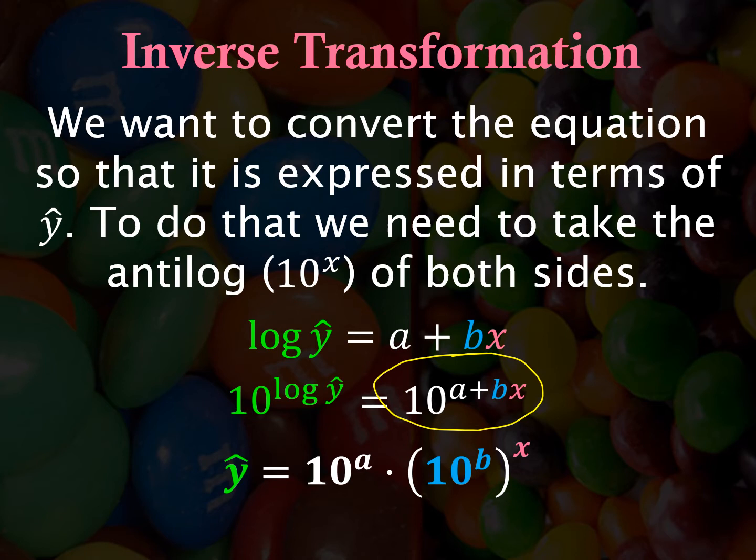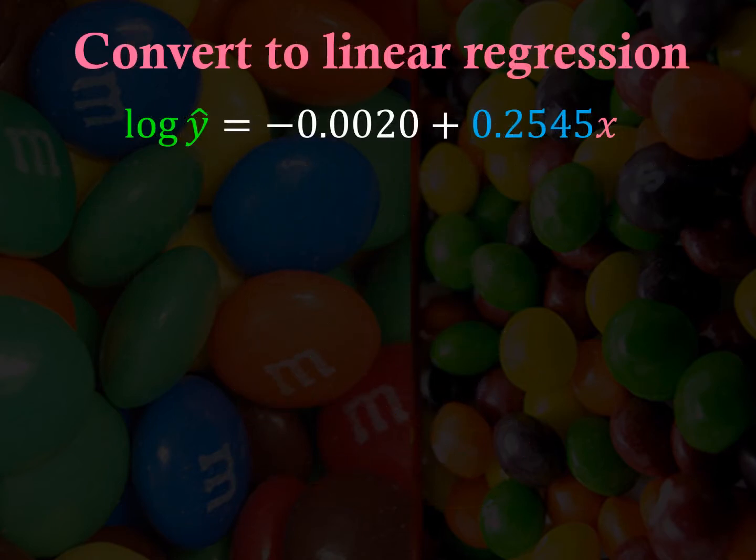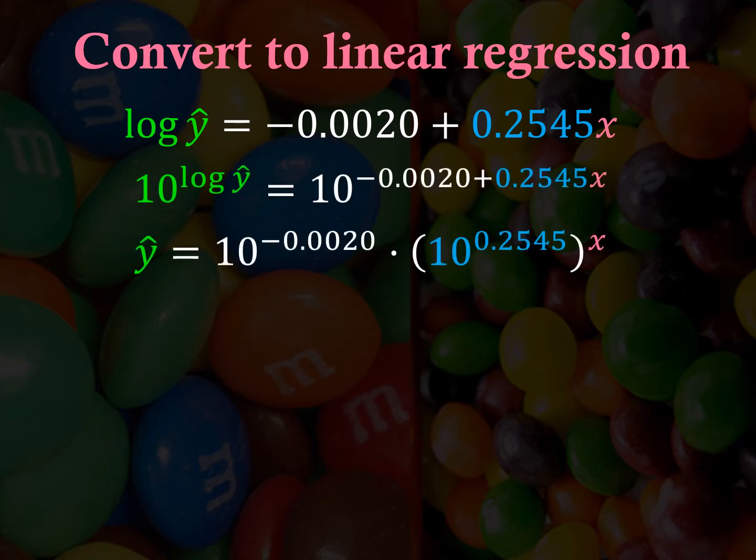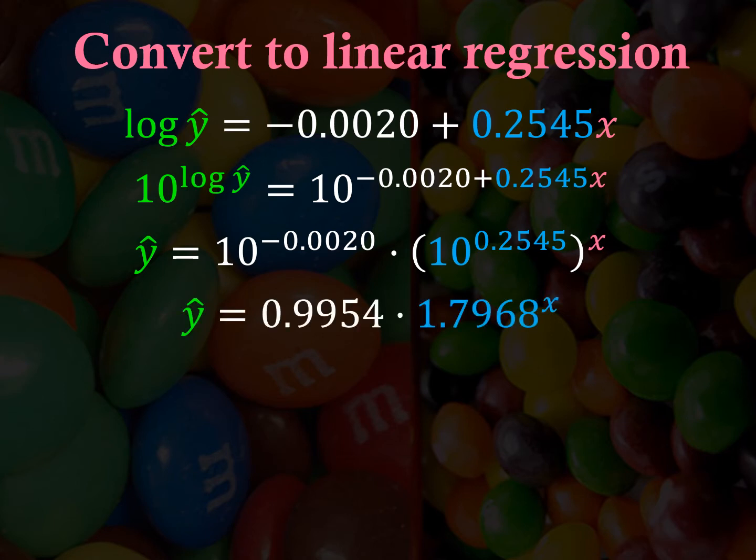Now notice we still have the form a times b to the x. The a is like 10 to the a, the b is 10 to the b. Both of those are constants, and to the x power, x is the exponent. So to convert this back, take 10 to the power of both sides, and you end up with y equals 10 to the negative 0.002 times 10 to the 0.2545 to the x, which comes out to this equation. Now again, you don't really have to worry about this too much. This is really unlikely to show up on the AP test, but I'm just covering it just in case it does show up.